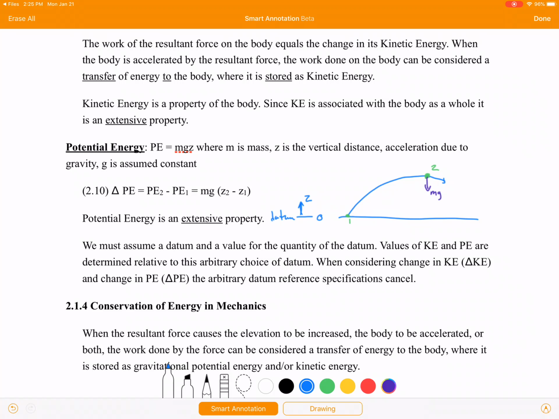It doesn't matter as long as we set it as something. When we go through the subtraction, that datum value cancels from our equation. So it doesn't matter what you set it at, you just have to set it, and then everything is relative to that position. It makes sense to set it at 0 because our calculations are a little bit easier. But if this is our datum, then Z1 would be equal to 0, and Z2 would be equal to this distance. And we can find the change in potential energy between those two.